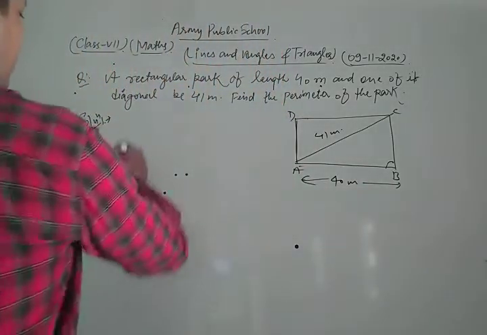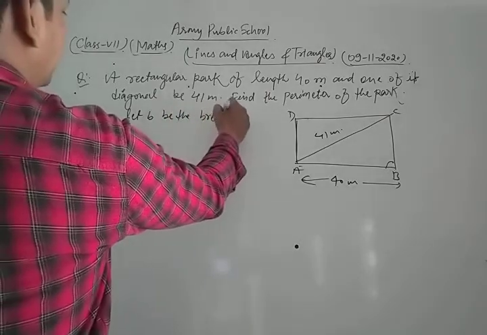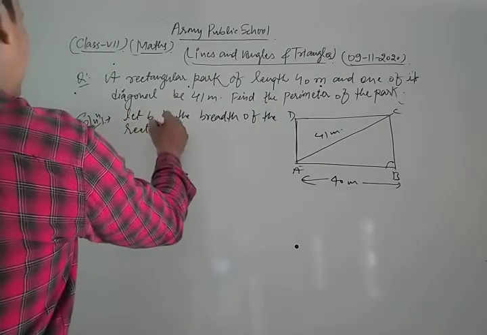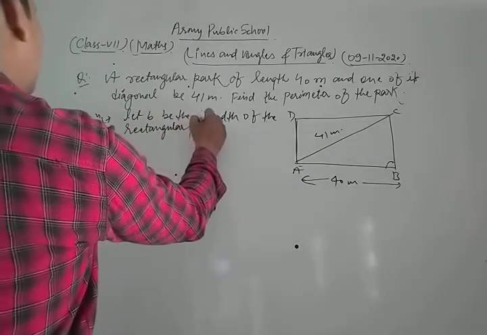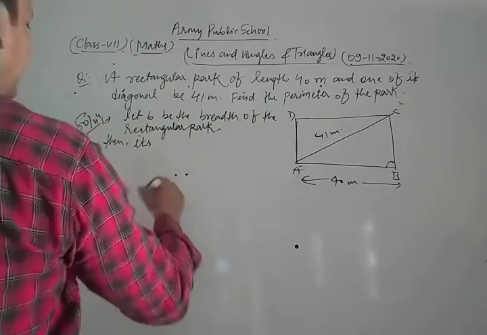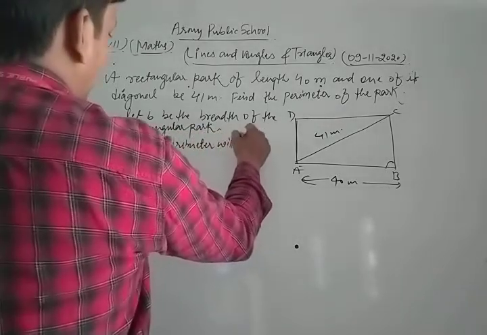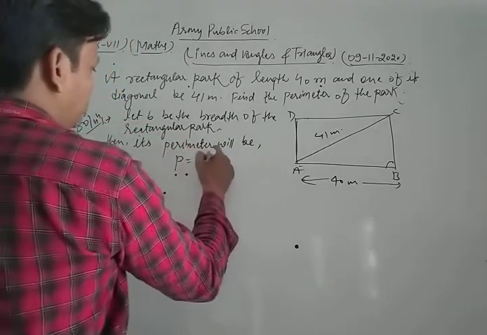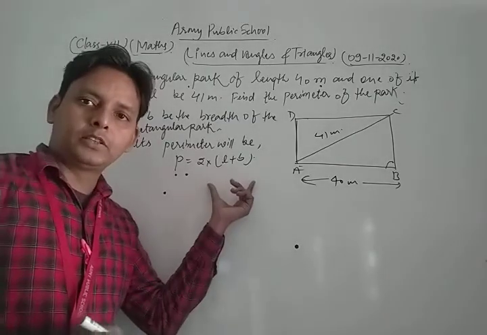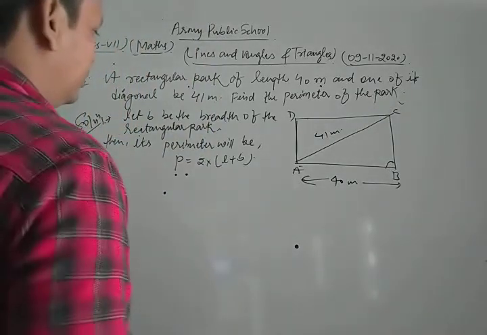Okay. Now look. First of all, let B be the breadth of the rectangular park, then its perimeter will be P is equal to 2 multiplied by L plus B. This is the formula for the perimeter of the rectangle. Okay, now look here.